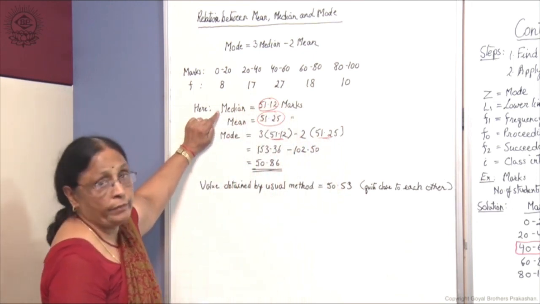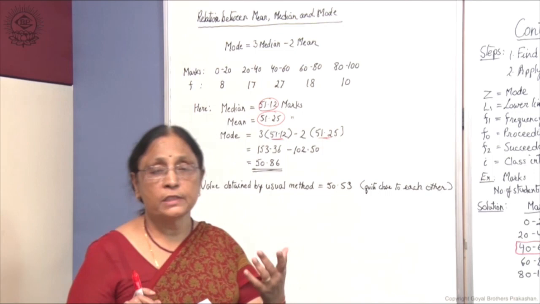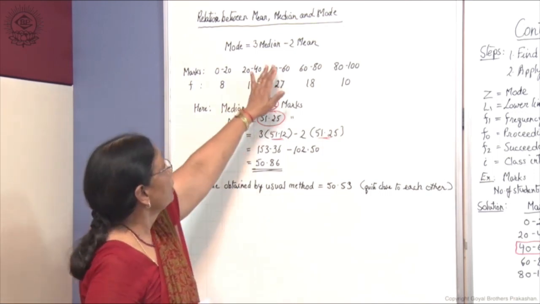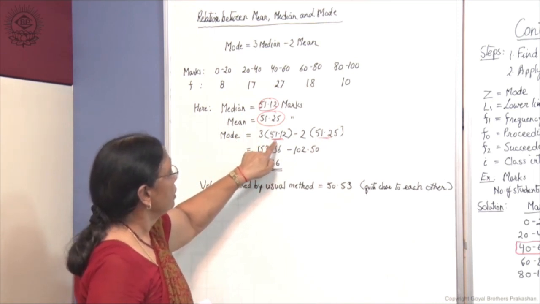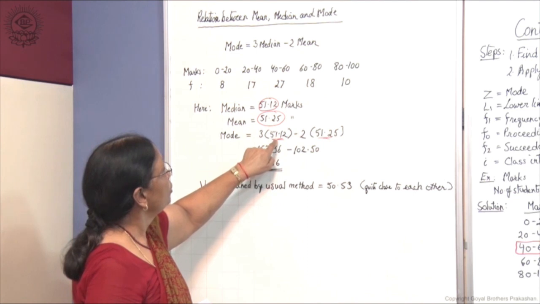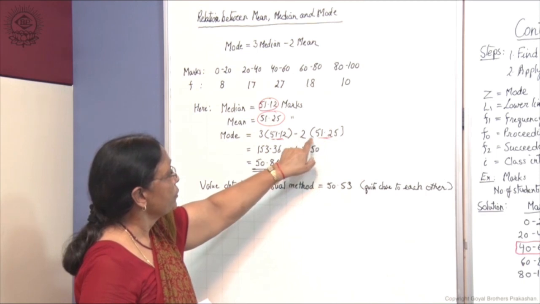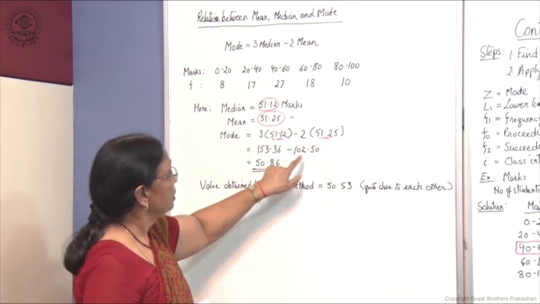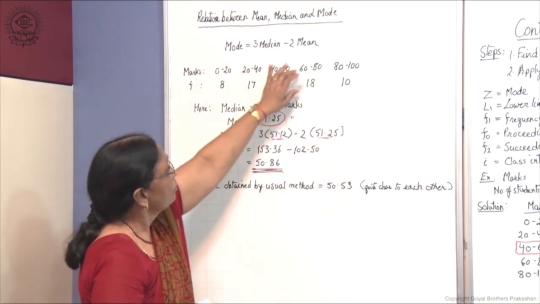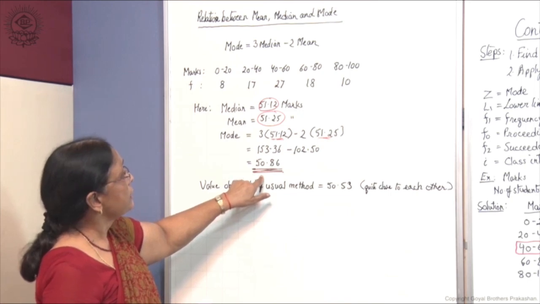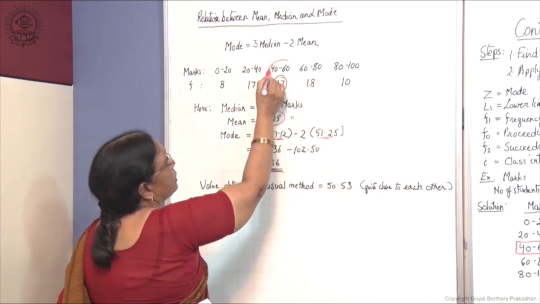Suppose mean and median are given and you want to calculate mode in the simplest way, then this is the formula if median and mean are given. Mode is 3 into median minus 2 into mean. This is the simple calculation, and the answer for the mode of this data is 50.86. You can also verify this: this is the highest frequency, this is the modal class.